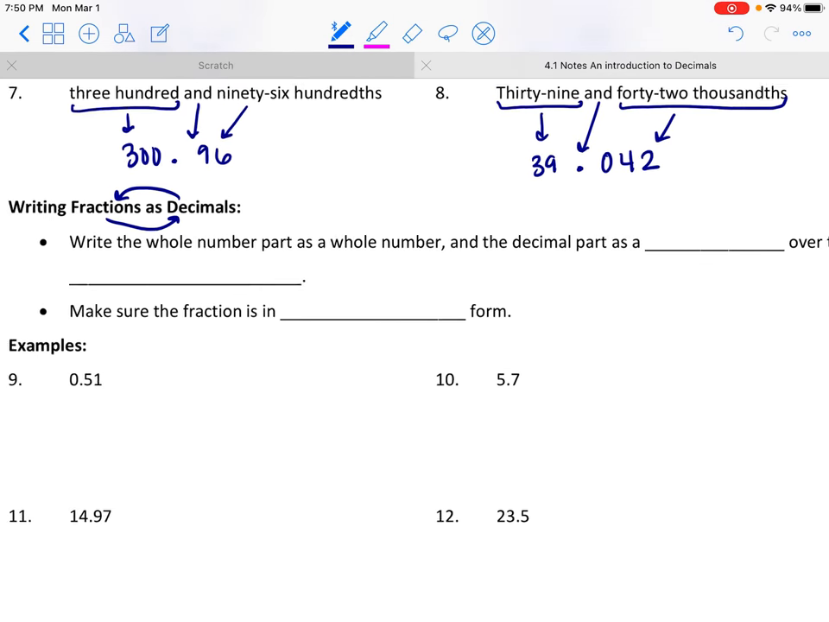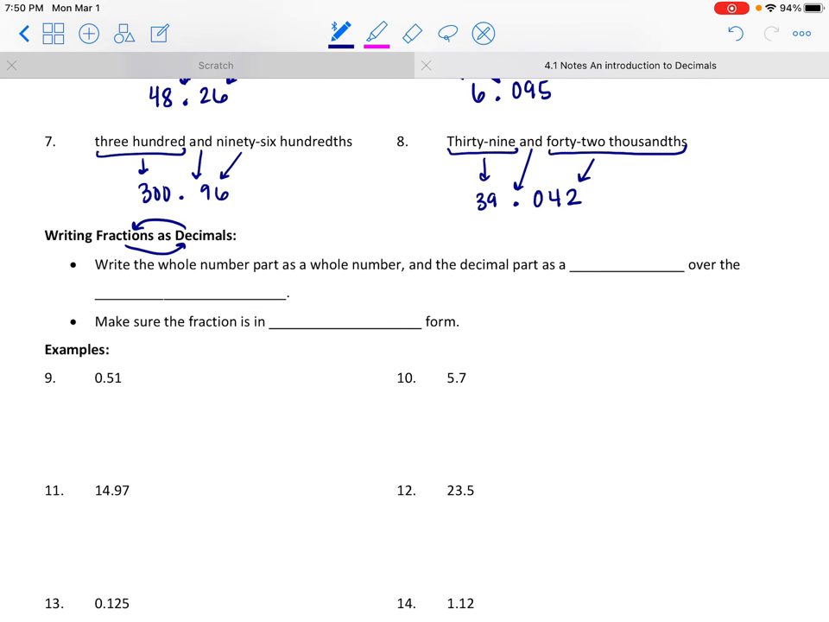Okay, decimals as fractions. What we're going to do is write the whole number part as the whole number, and the decimal part becomes a fraction. Because that's what it is. Fractions and decimals are really different notations for the same thing. They are 2 different ways to look at part of a whole. So the whole number part is still going to be a whole number part. The decimal part is going to become a fraction, and we write it as a fraction over the place value that it's in. Okay, just make sure that the fraction is in simplest form. So we'll see that happen in just a few minutes.